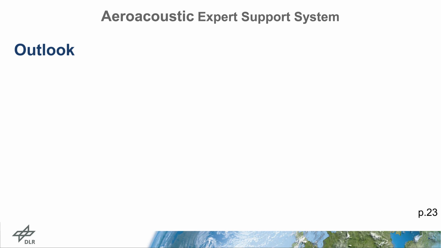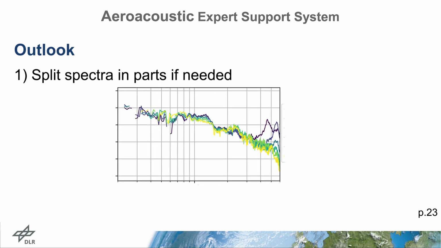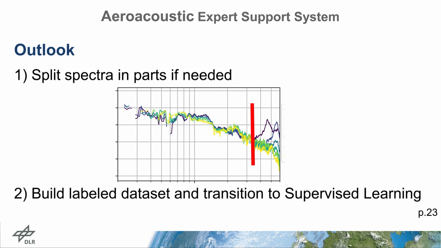So, what's left to do and what could be improved about this expert support system? First of all, we showed with a weirdly behaving slat track that sources often exhibit a different behavior at low and high frequencies. Optimally, we would detect if this is the case before calculating the features and separate the spectrum accordingly into two separate sources. If this is done and we achieve even better results, we could start building labeled datasets from previous measurements and transition towards supervised machine learning.